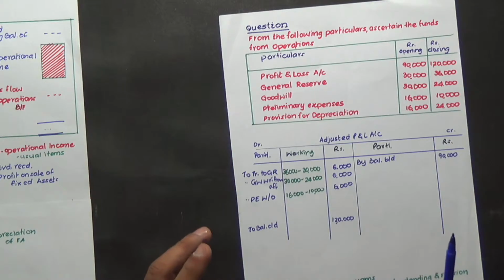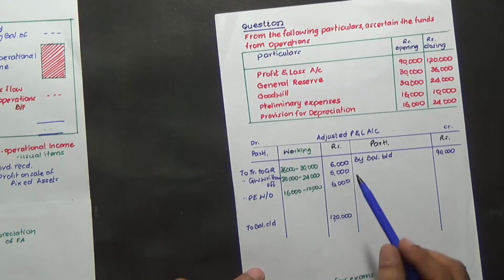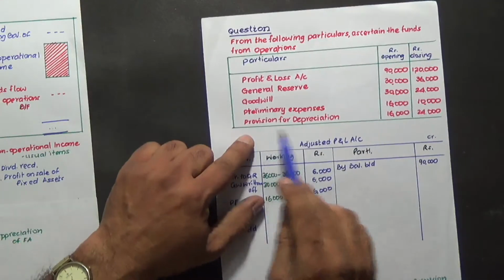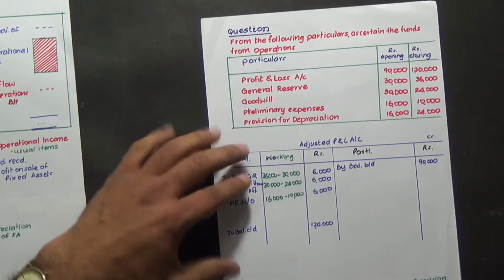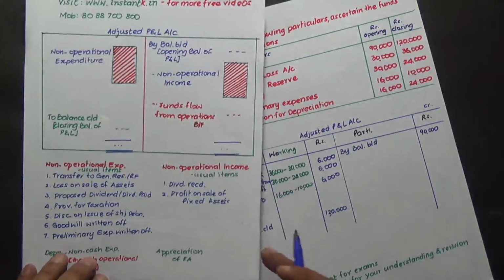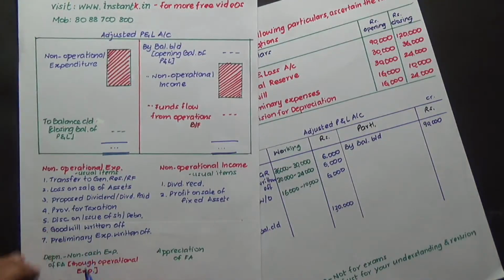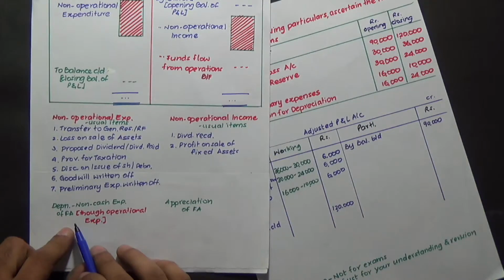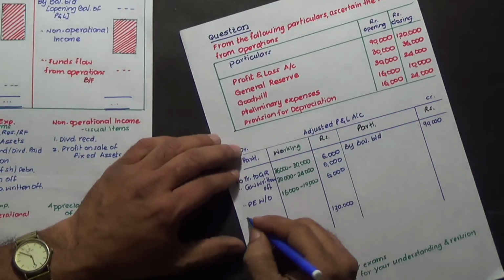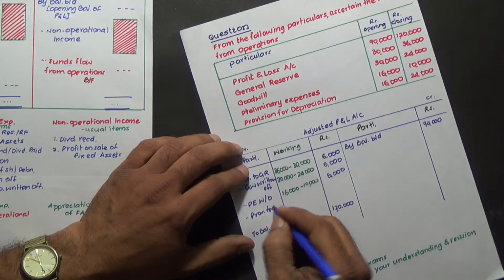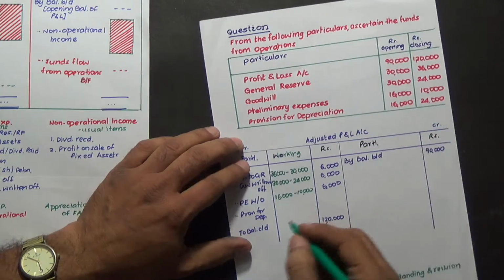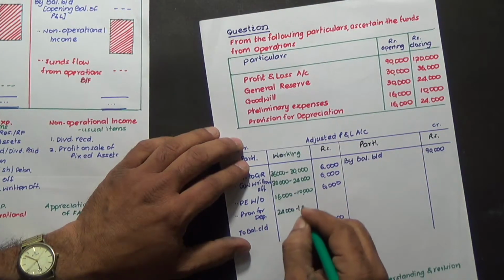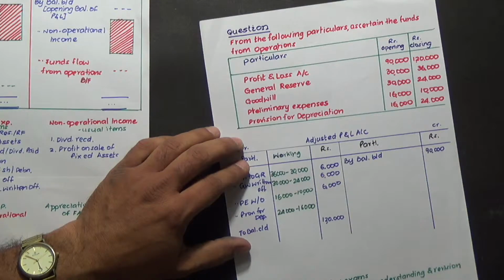Then we have the closing balance, total of these items, and depreciation. Provision for depreciation went up from 16,000 to 24,000. So the next line item is provision for depreciation. We have it in our template here. Depreciation is a non-cash expenditure, though an operational expenditure. So that is provision for depreciation. How much is that? 24,000 minus 16,000 is 8,000.